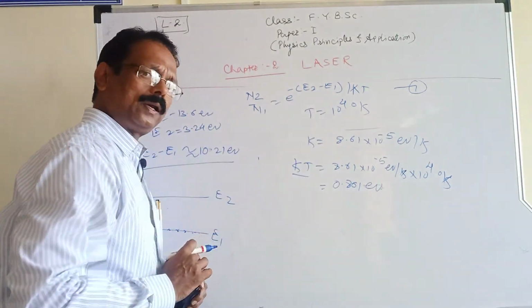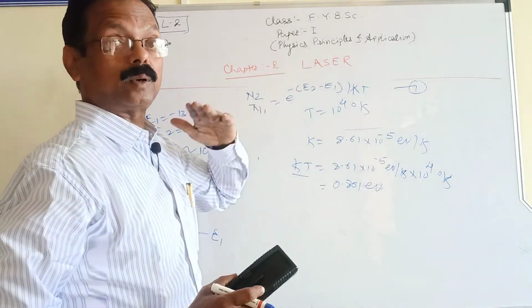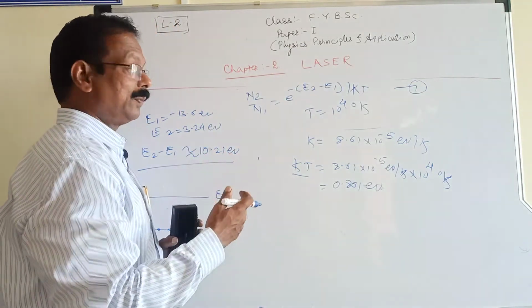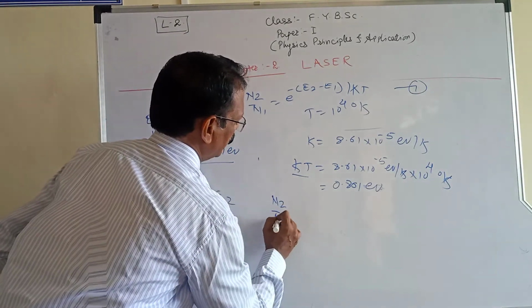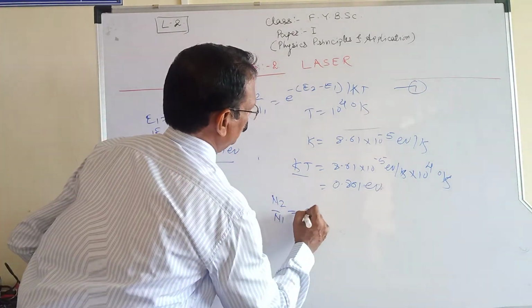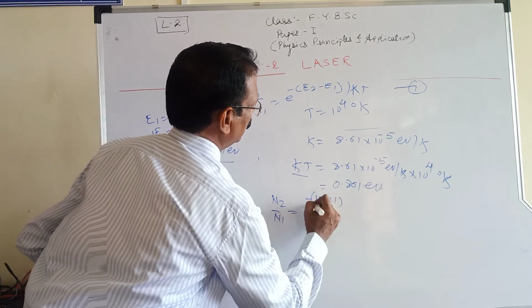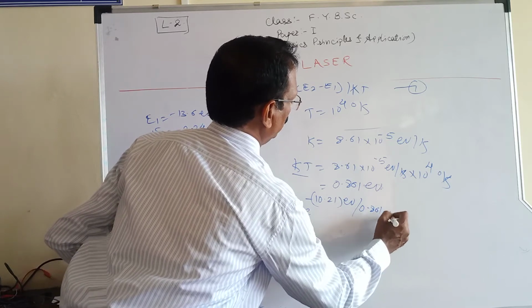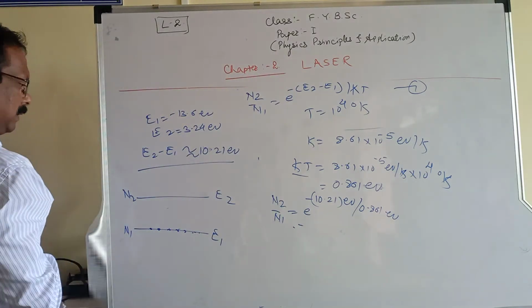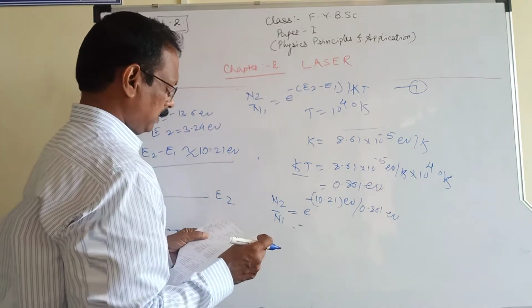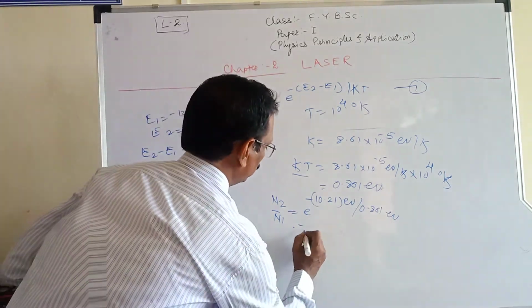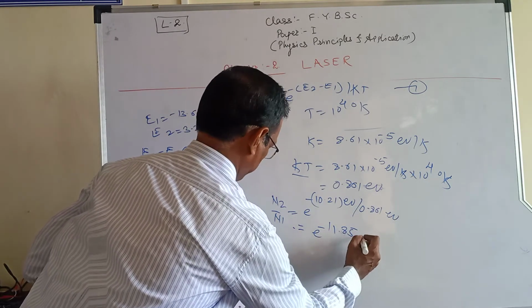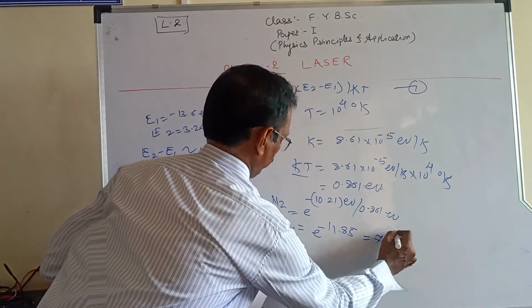Then at 10 raised to 4 degrees Kelvin, we increase the temperature. It is a tremendous amount of temperature that we require. So what happens after the increase in temperature? This N2 upon N1 becomes nothing but e raised to minus 10.21 electron volt divided by 0.861 electron volt. So near about this becomes e raised to minus 11.85, or it is equal to 7 into 10 raised to minus 6.